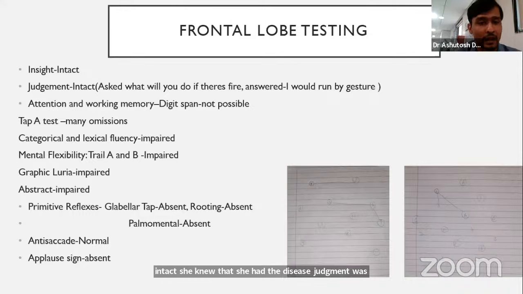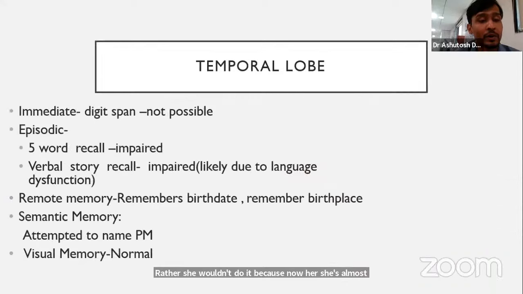And attention, digit span was not possible, but I tried the tempeh test, but there were many omissions. Categorical and lexical fluency was significantly impaired. Trail-making, she tried with the left hand, but it was impaired, both A and B. Graphic Luria was impaired, and all the primitive reflexes were absent. Antisaccade was normal, and the apraxia sign, rather she couldn't do it because the right hand is almost useless.